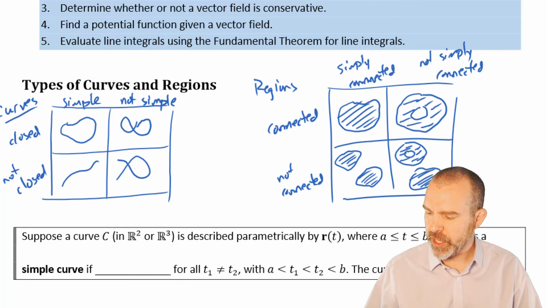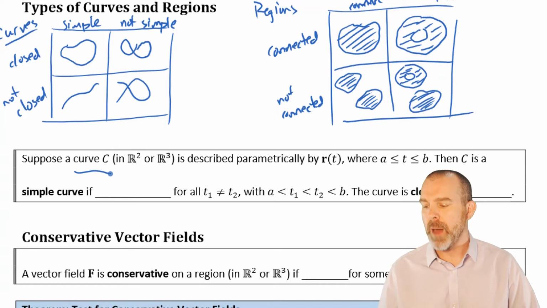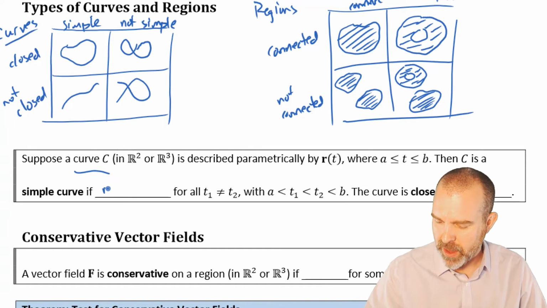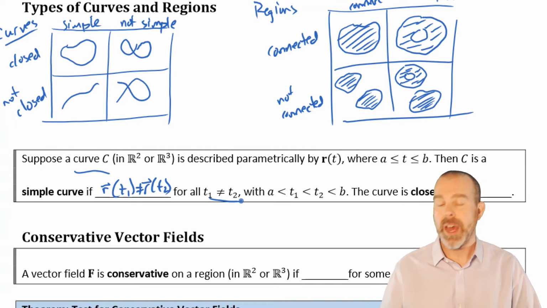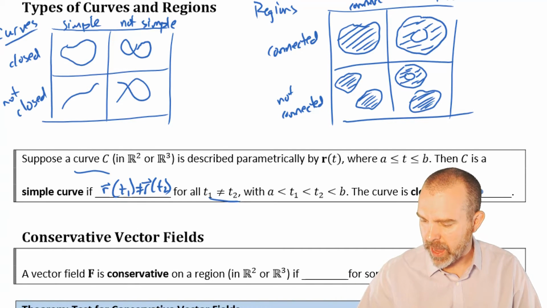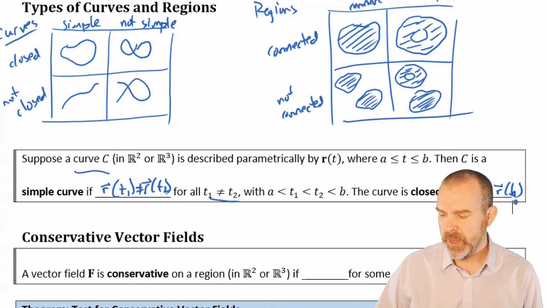So just a definition here about curves. Suppose we have a curve and it's defined parametrically. We say it's a simple curve if r at t1 never equals r at t2 for any t1 not equal to t2. And it's closed if r at a is equal to r at b. So simple curve and closed.